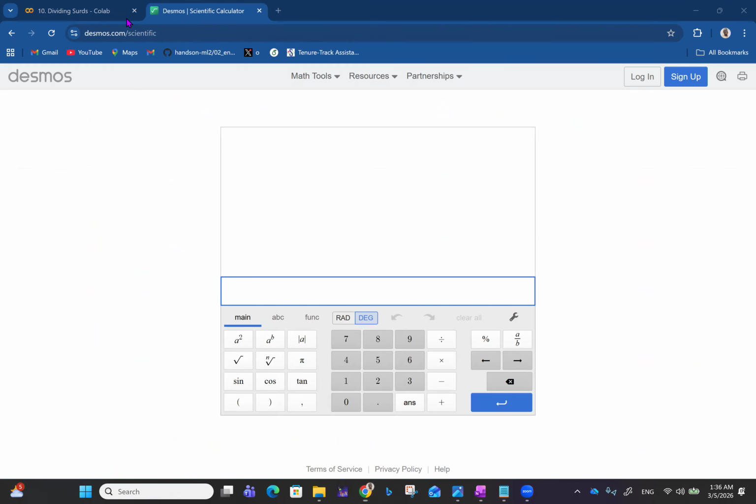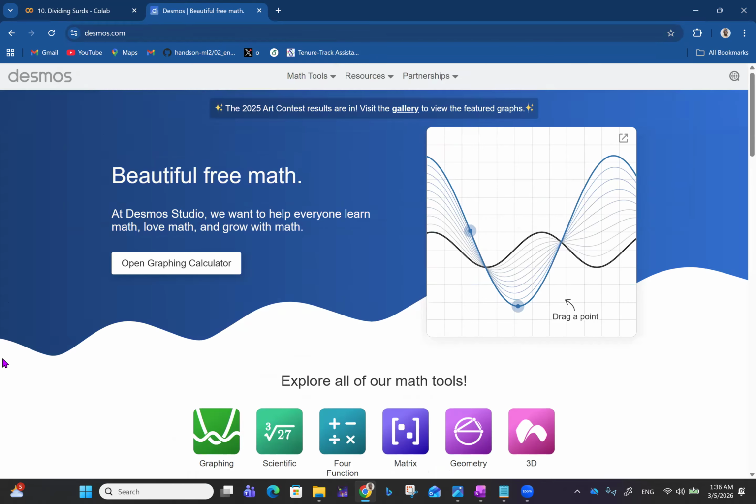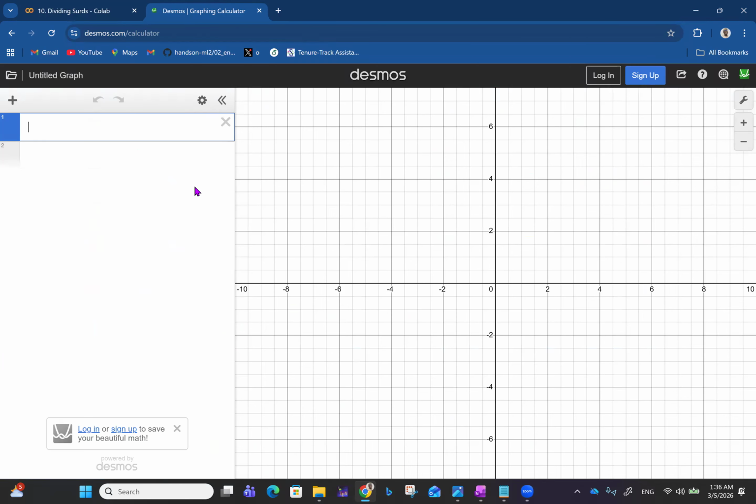Yeah. So we have 5 divided by square root of 2. Square root of 2. That's 3 points. Let me even do the normal graphing thing. So let me go to Desmos again, so we can see everything together. So you can see they're the same.